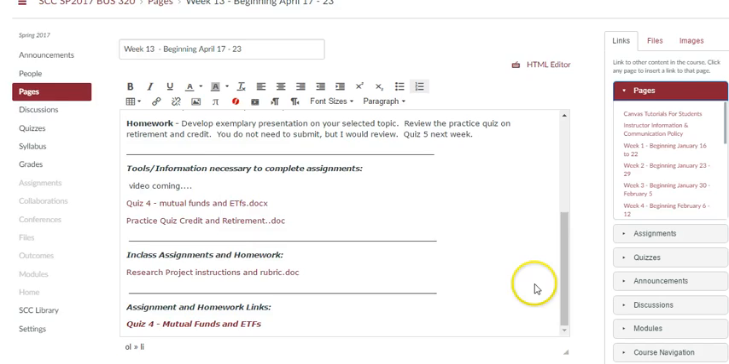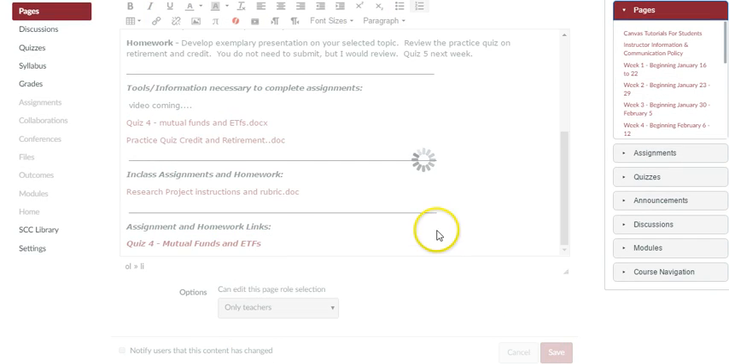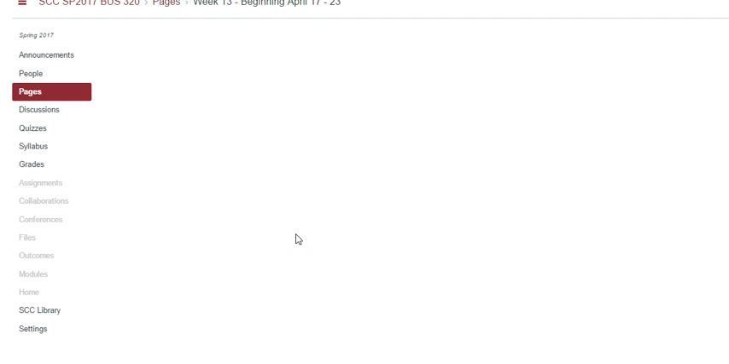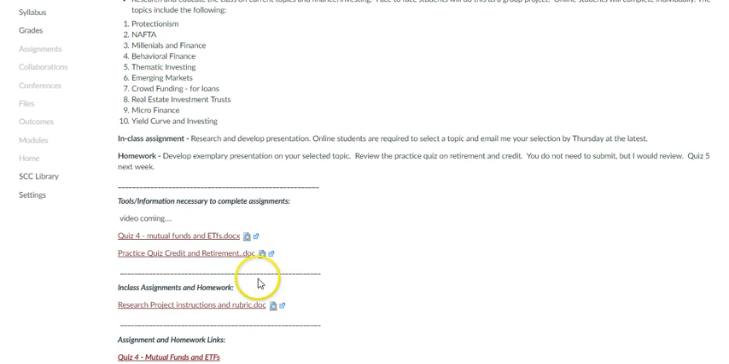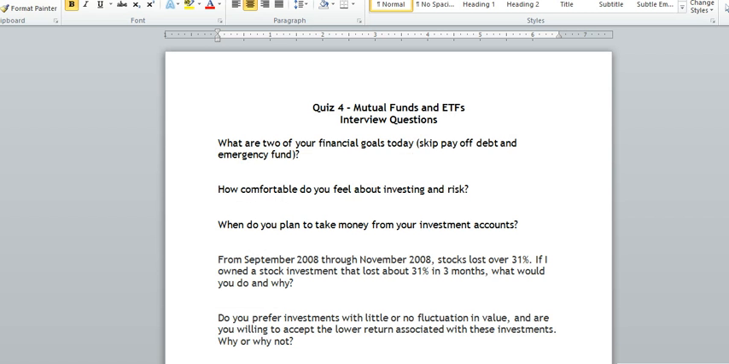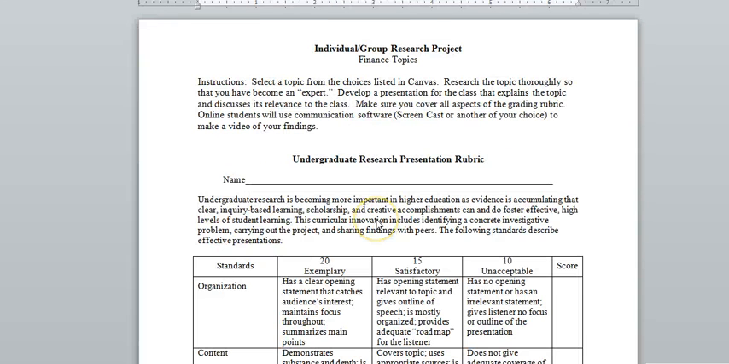Let me go ahead and save this right here. And I'm going to go to the specific assignment. So here's the assignment that has the grading rubric. Here we go. So again, you select a topic, research it thoroughly, so you're an expert.